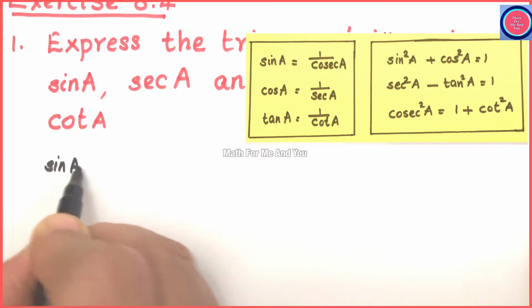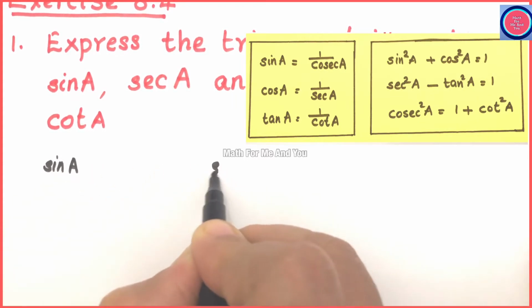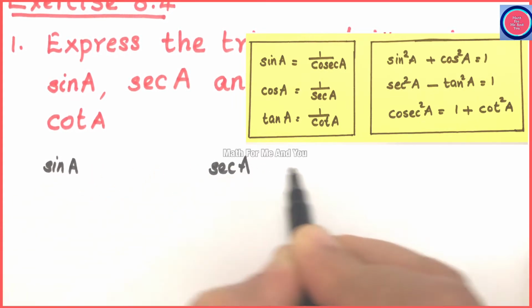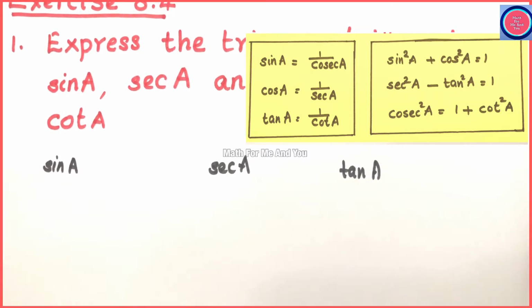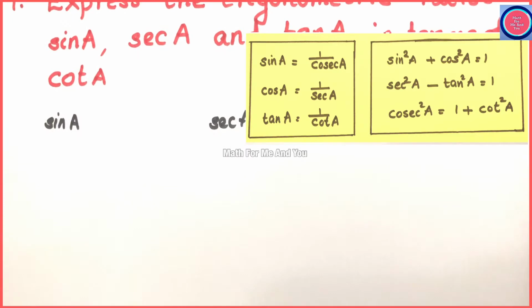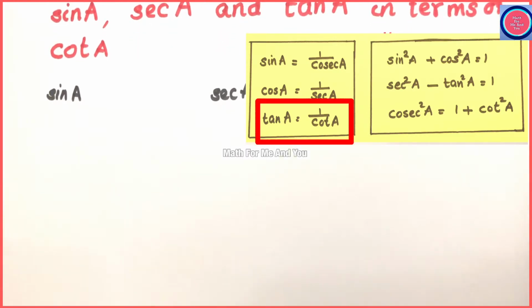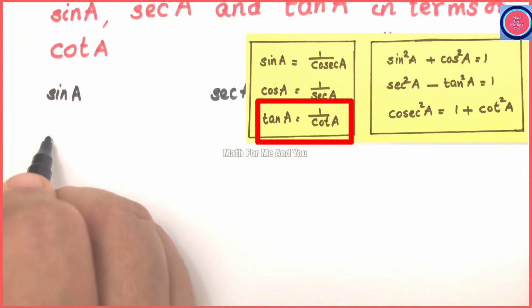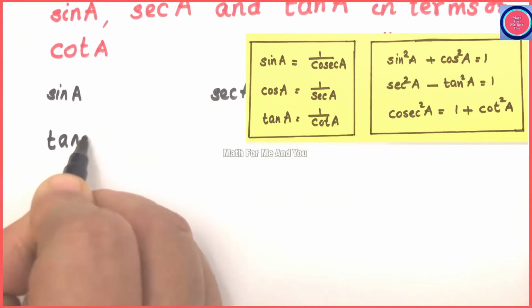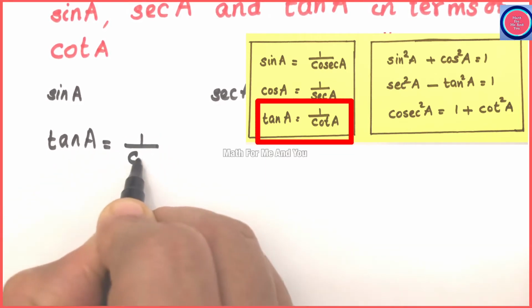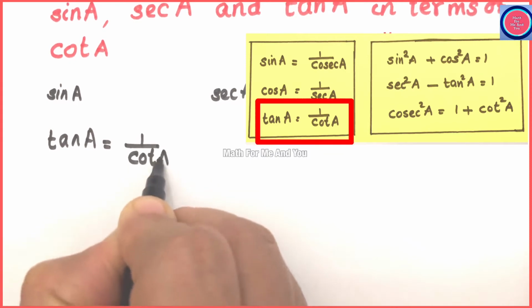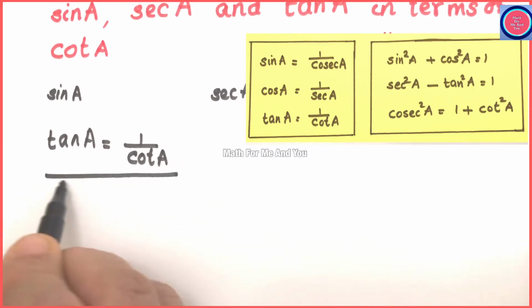Here, in this question, we need to convert or change sin A, sec A and tan A in terms of cot A. First of all, we look which ratio is directly connected with cot A. Tan A is directly connected with cot A because tan and cot are reciprocals. We can see this here in the relation. So we are going to start with tan A. Tan A is equal to 1 divided by cot A. We have changed tan A in terms of cot A.